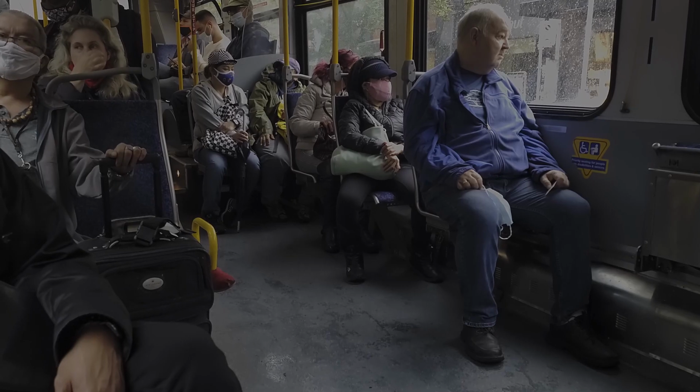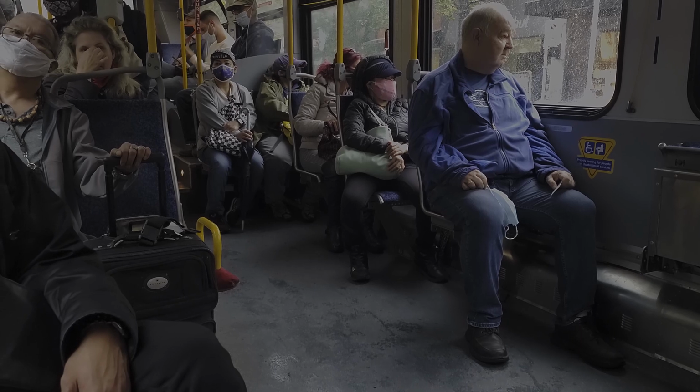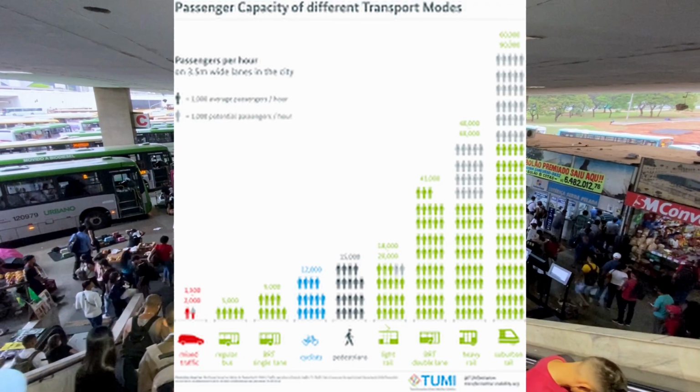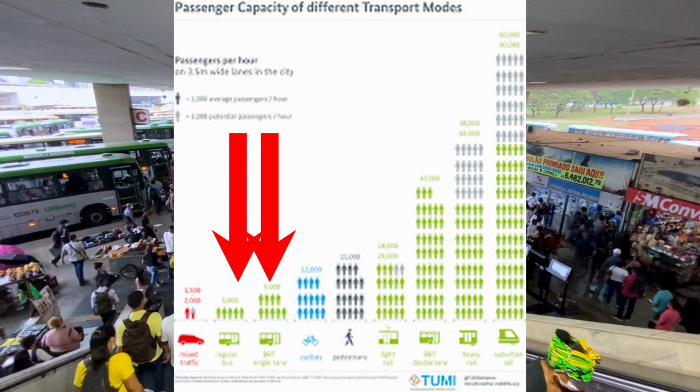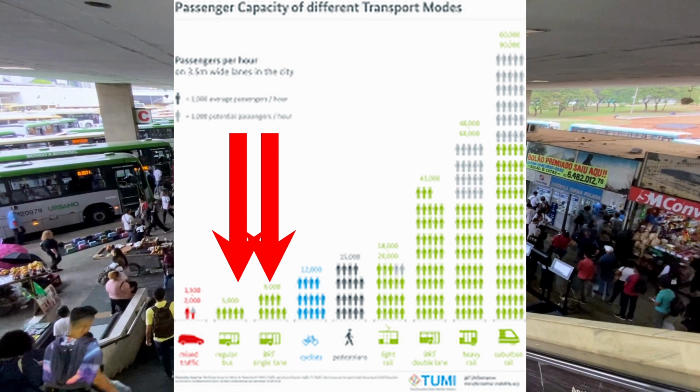Our second negative of buses is that they don't have much capacity. Looking at the chart from earlier, buses have a capacity of 5,000 per hour when mixed with general traffic, and 9,000 for single lane of bus rapid transit, like a bus lane. While those have higher capacities than cars, they are still lower than other transport modes.